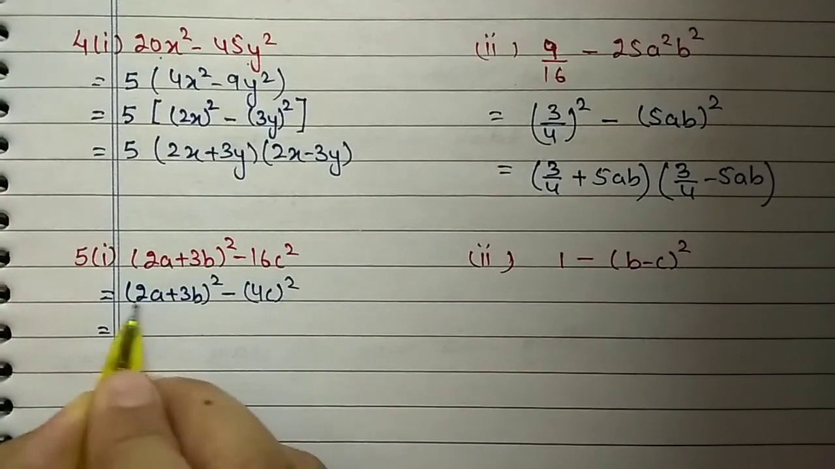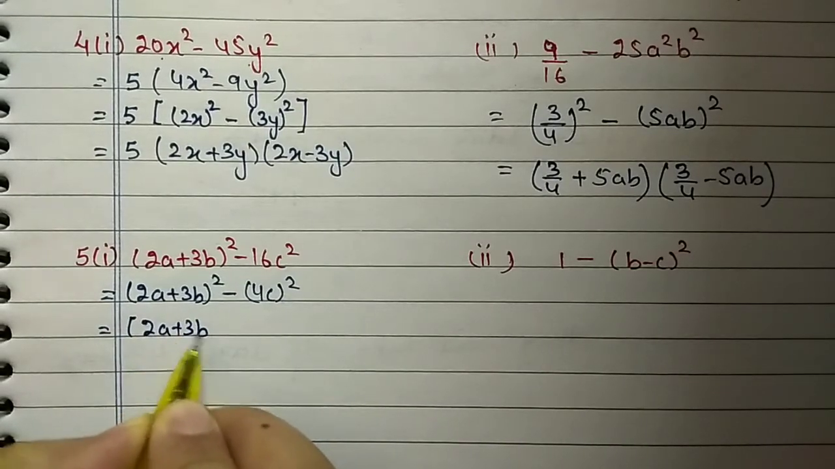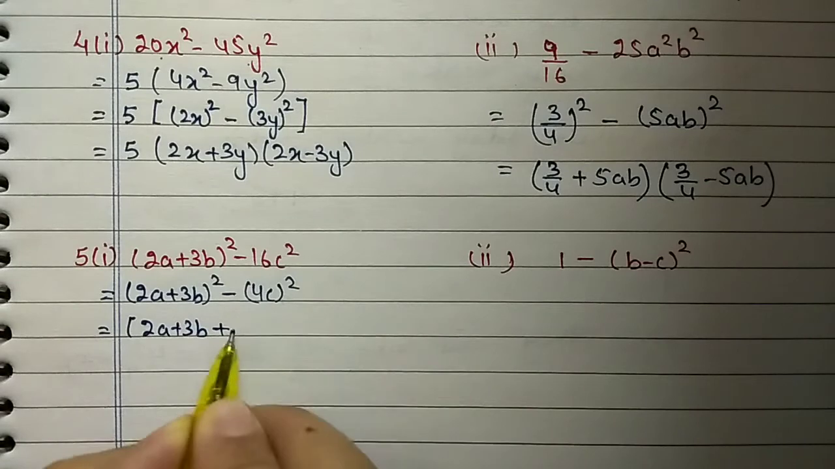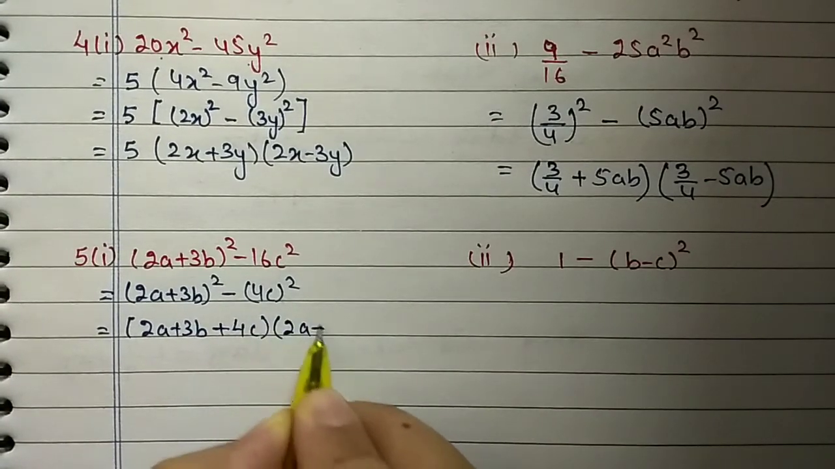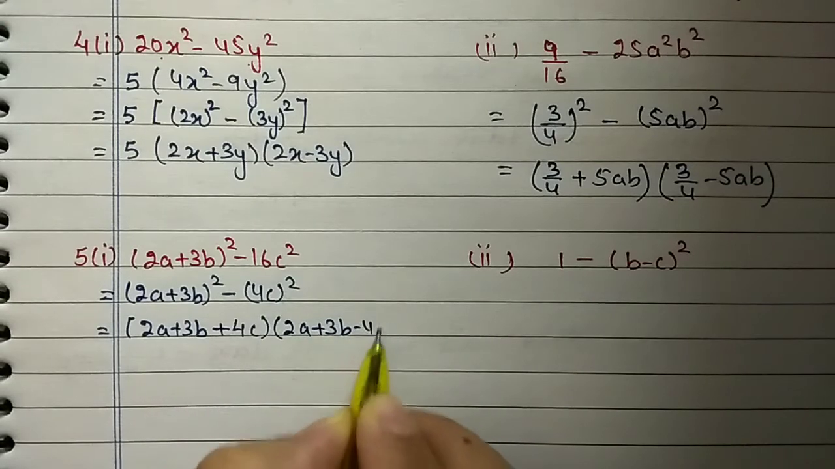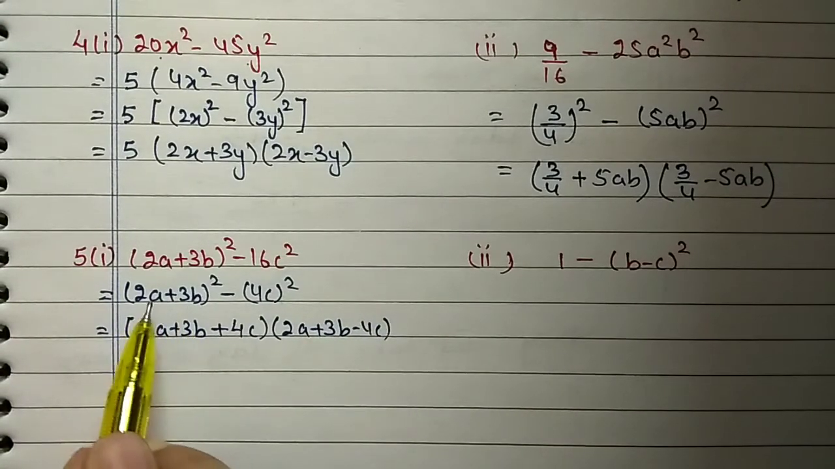So a is here this whole bracket. (a + b) is 2a + 3b + 4c. B is 4c here. Then (a minus b): 2a + 3b minus 4c. This whole thing you have to treat as 1.